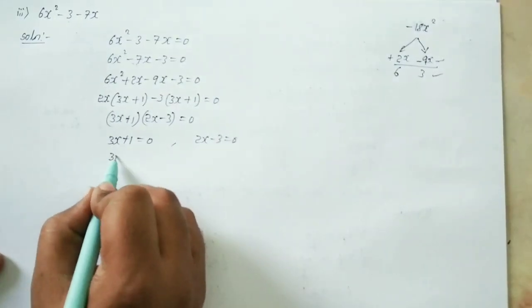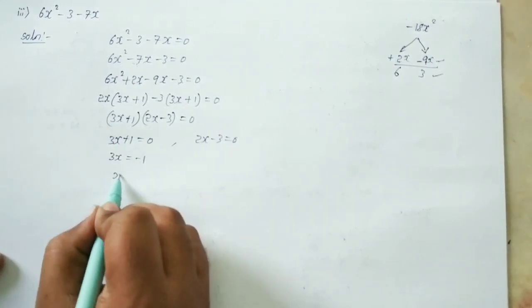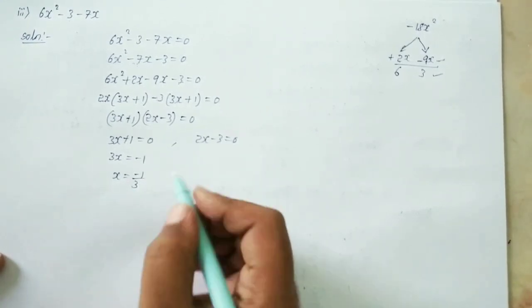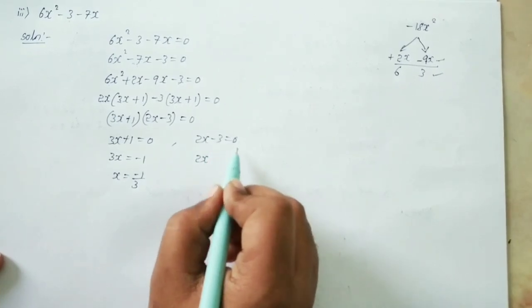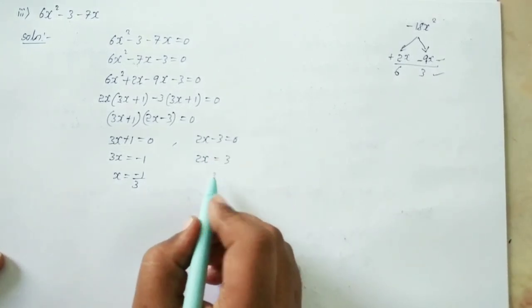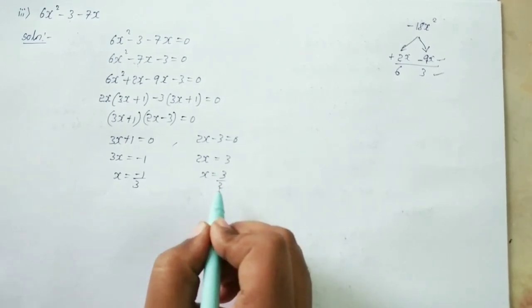So I will write 3x as it is. If I shift plus 1 to the RHS it will become minus 1. Next if I shift 3 to the RHS it will become minus 1 by 3, right? Again here 2x as it is. If I shift minus 3 to the RHS it will become plus 3, right? Next if I shift 2 to the RHS it will go to the denominator, then it will become 3 by 2.